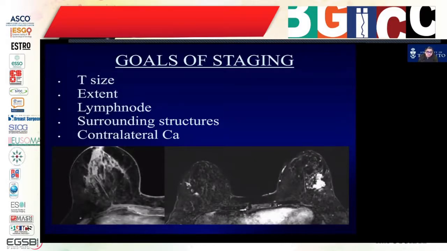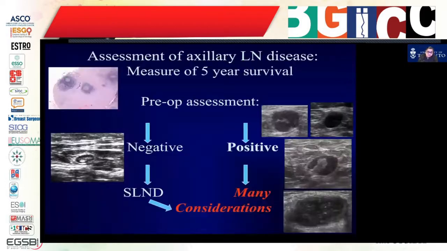So we looked at these examples already, and here is a case that presented for staging of a mass in the left breast, and serendipitously, we detected some non-mass enhancement within the right breast, and obviously that underwent further imaging to reveal DCIS in the right breast, which was not detected before.